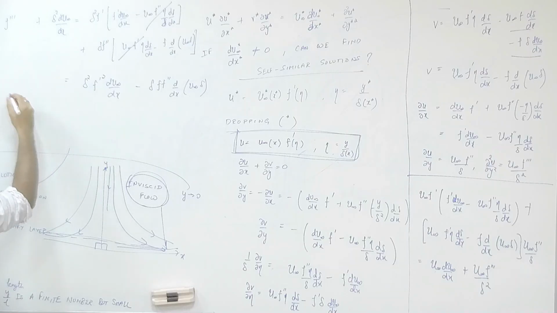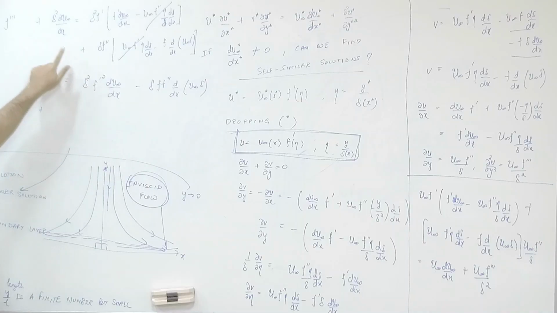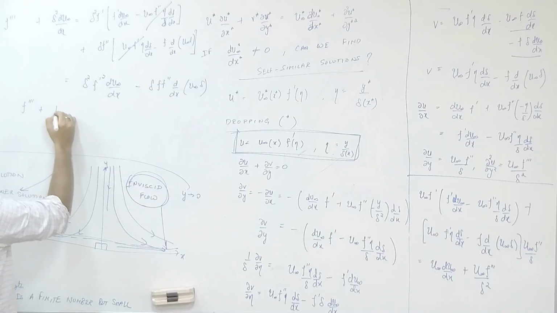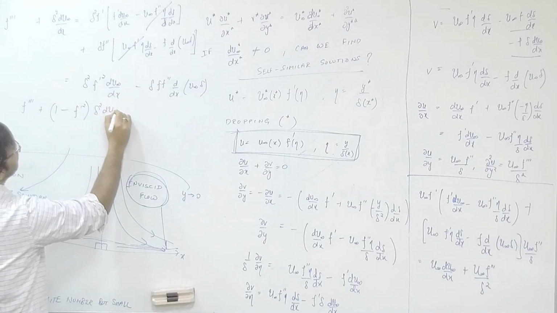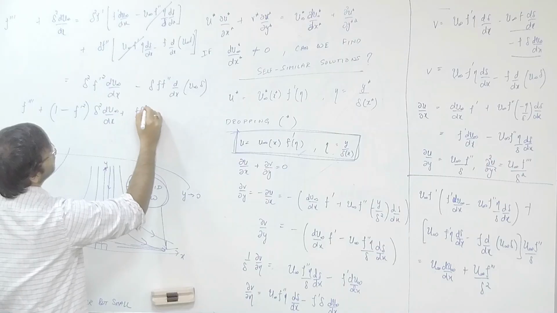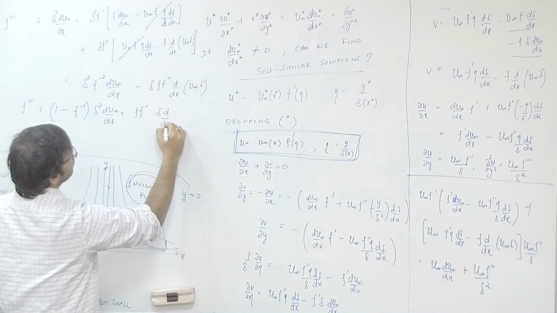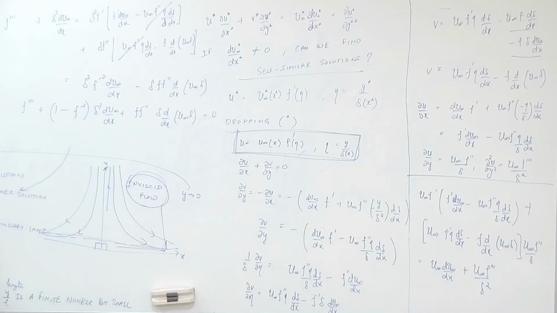And now I can bring this on the left hand side and write the equation as. So I can take the delta square du infinity by dx common here, plus f f double prime. So this is the equation that I am left with.